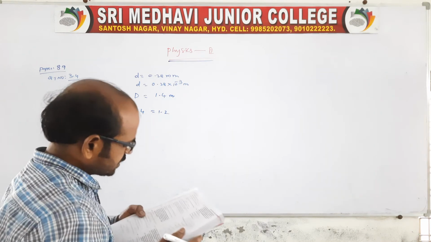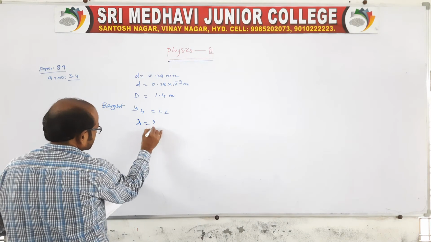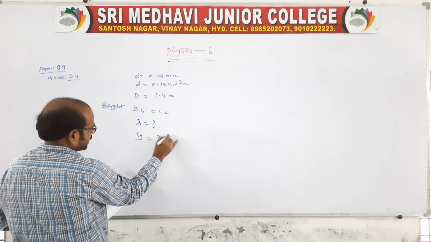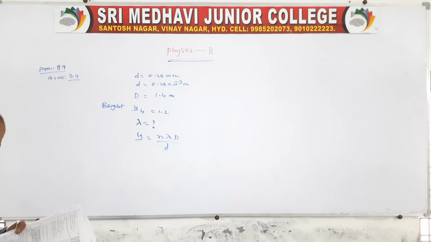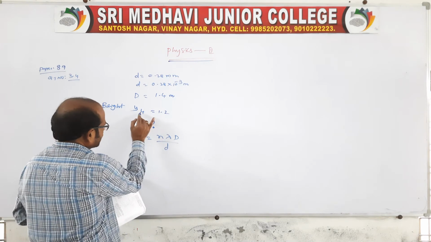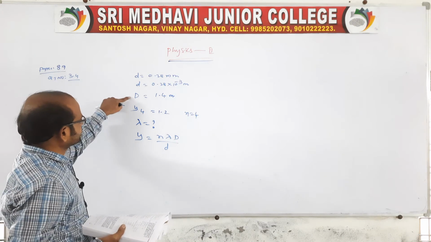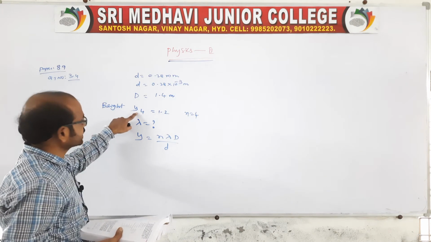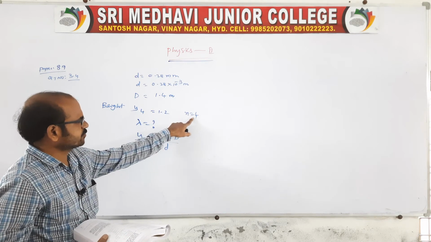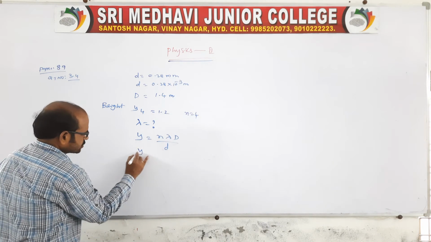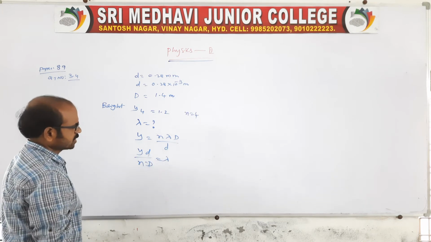Determine the wavelength of the light used in this experiment. It is asking for the wavelength, lambda. The formula is y equal to n lambda capital D by small d. Y is already given, and n is equal to 4. Very simple question. Capital D is given, the fourth bright band distance is given, n is 4, and it is asking for the wavelength. So first rearrange: lambda is what we have to get.